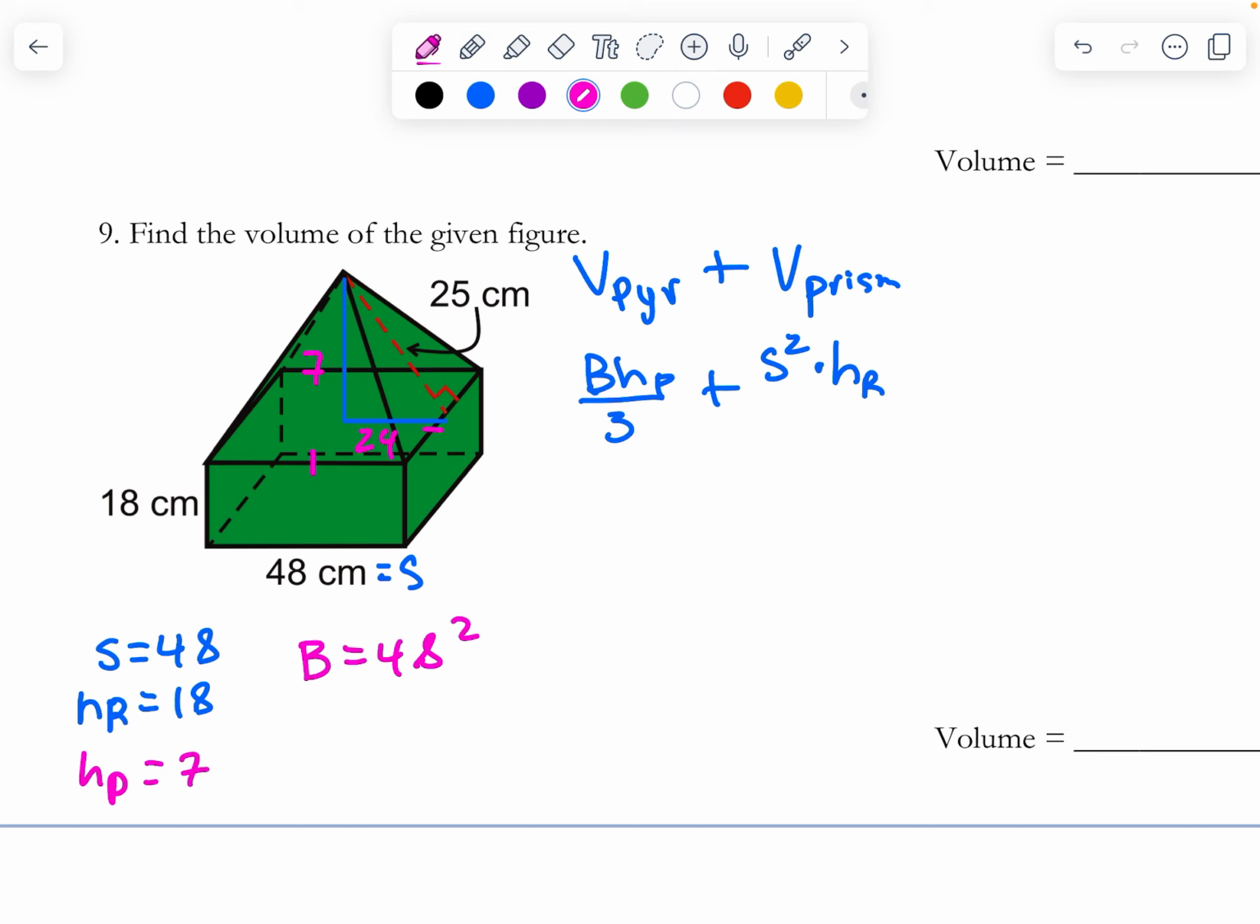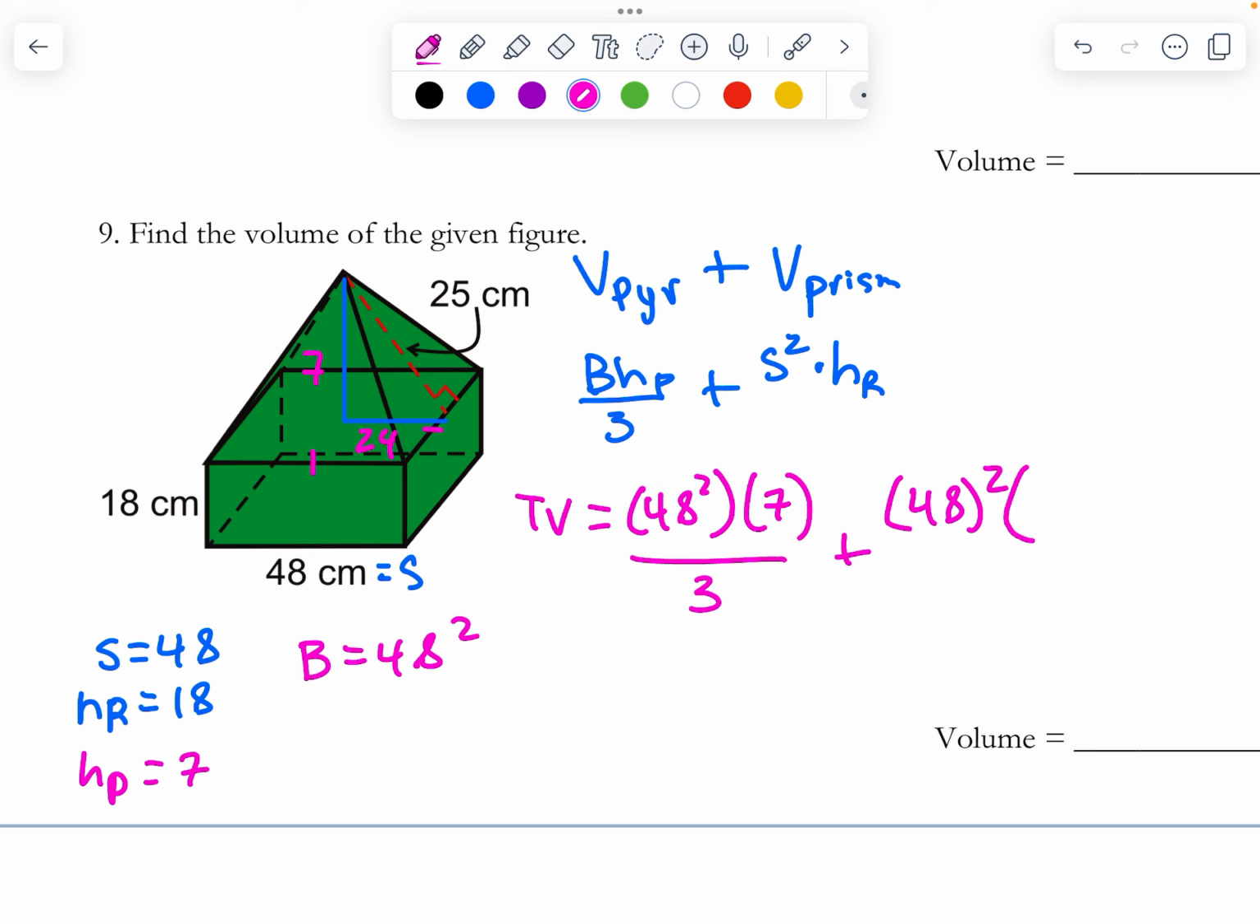And so let's go ahead and do this. Total volume is equal to 48 squared times 7 divided by 3, plus 48 squared again times the height of the rectangular prism, 18. And that should be it. So total volume is equal to, this should be 5,376. Let's double check it.